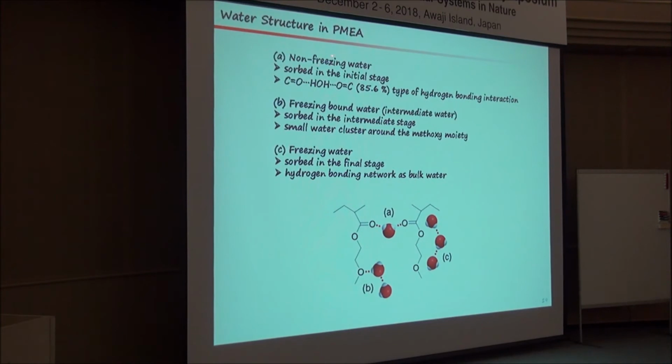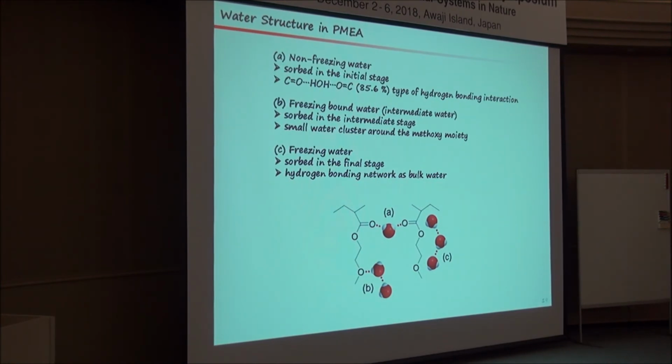Non-freezing water, this water soaks in at the initial stage of the sorption. And this water has a strong interaction with the polymer chain, like this. One water molecule hydrates two carbonyls. Therefore, this type of water hardly crystallizes, although the temperature is around minus 100 degrees Celsius. The free water soaks in at the final stage of the sorption process, and this water has a similar spectral shape to the bulk water.